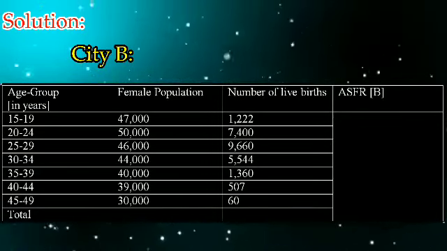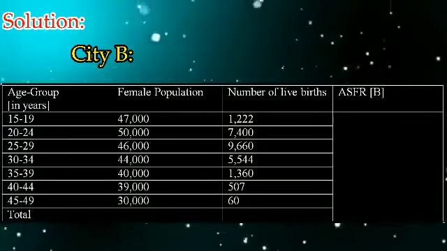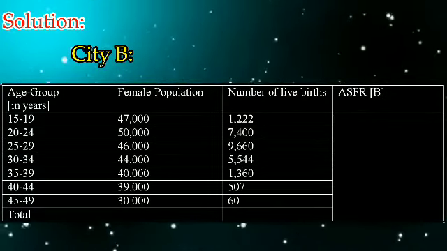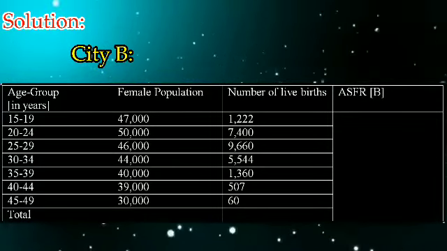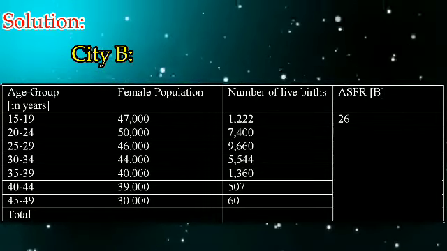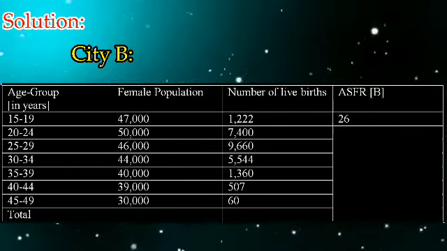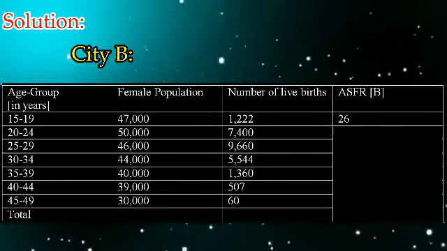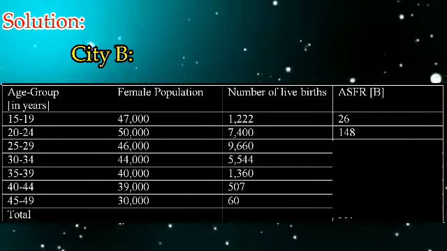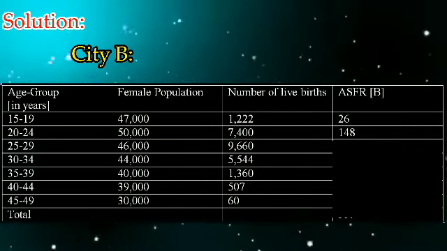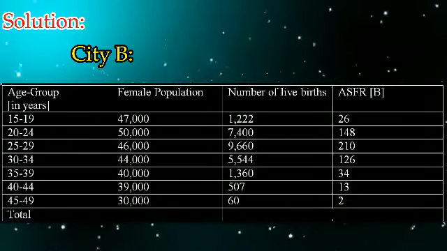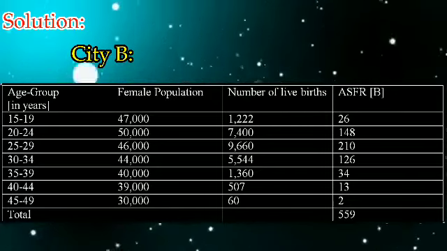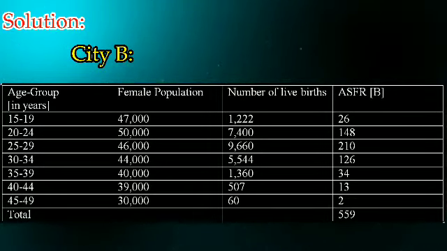After that, as usual, find all the age specific fertility rates, that is 1222 divided by 47,000, which is multiplied by 1000, and the answer is 26. Next value, 7400 divided by 50,000, which is multiplied by 1000, that is equal to 148. Similarly, compute ASFRs for the rest of the age groups and then find the sum total of ASFR for city B, which is 559.